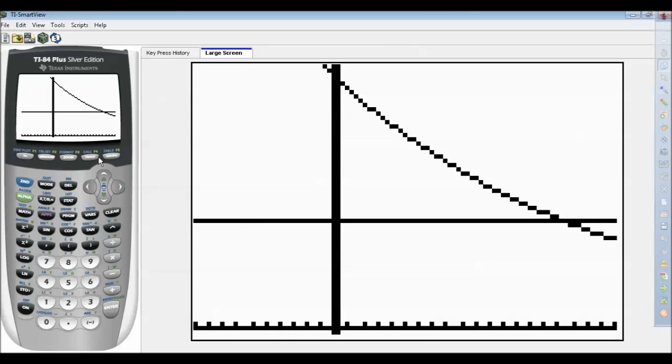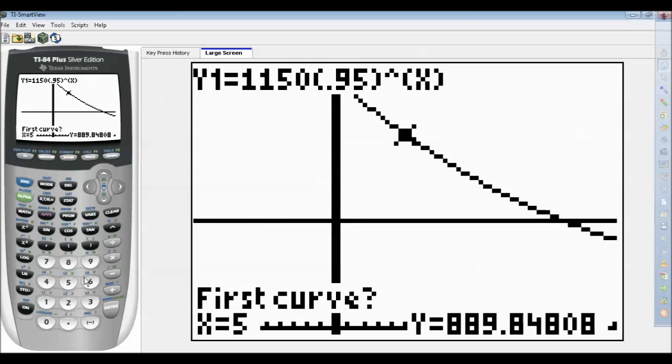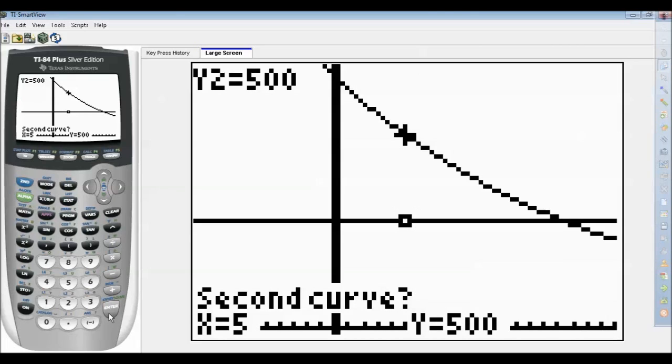There it is. So to find that intersection point, let's hit the second button, and let's hit trace to go to a calculate menu. Then hit 5 for intersection. First curve. It already has the first curve selected. Hit enter. Notice it automatically jumped to the second line, not curve. Hit enter, and then it says guess. Well, there's only one intersection point with this particular situation, so we don't really have to guess. The calculator will find it.